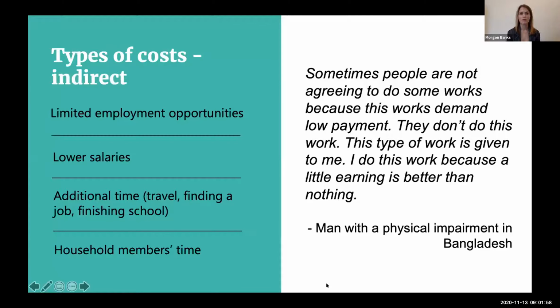So if I first start with the types of costs that people incurred. If we start with the indirect costs, not surprisingly, we saw that people experienced limited employment opportunities and lower salaries. I have a quote here from a man with a physical impairment in Bangladesh who is explaining, "Sometimes people are not agreeing to do some works because this work demands low payment. They don't do this work, this type of work is given to me. I do this work because a little earning is better than nothing."